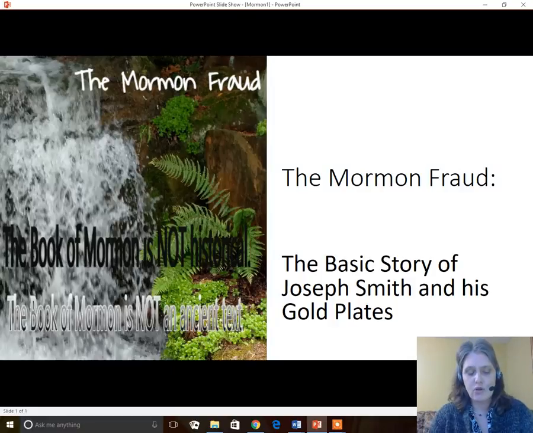So how did Smith go about his translation? In what language were the plates written? Did he spend hours poring over the plates taking notes? Did he have a translation guide? If so, where did he get it?